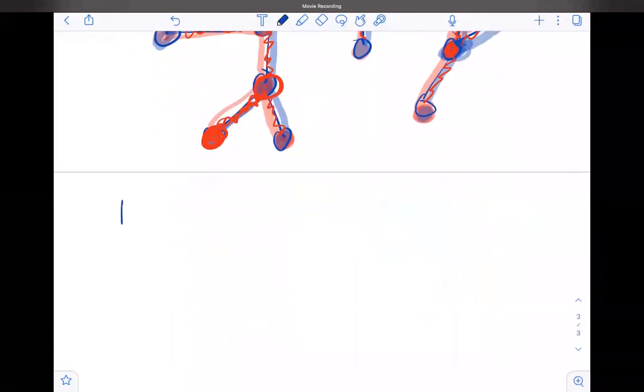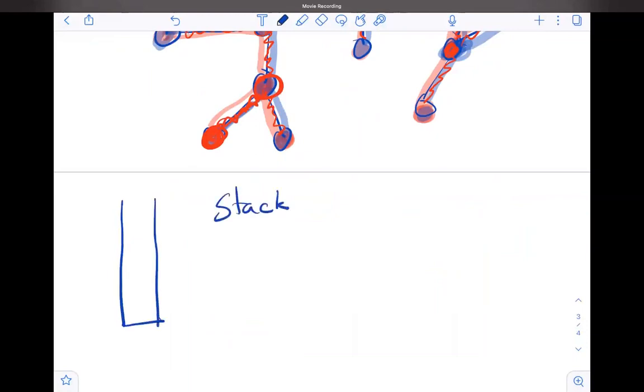Anyways, for giving the instructions to the computer, one thing that we will use is a data structure called a stack. So what is a stack? A stack is a data structure that is called last in, first out.